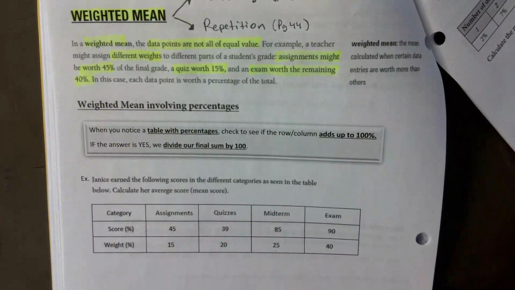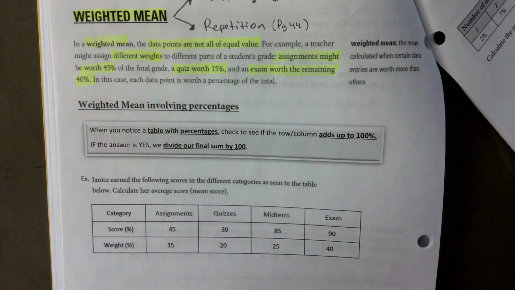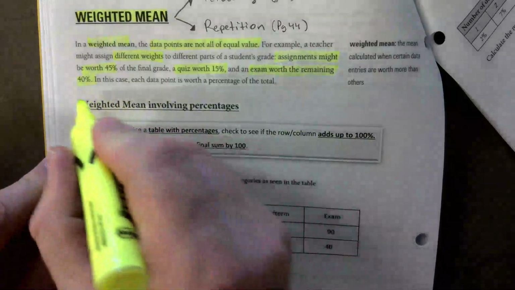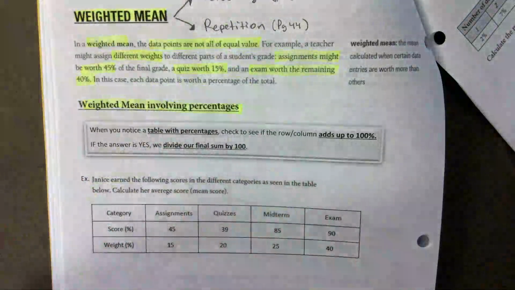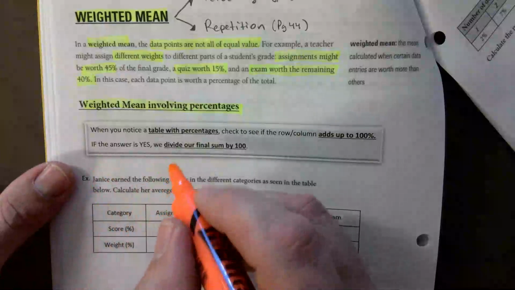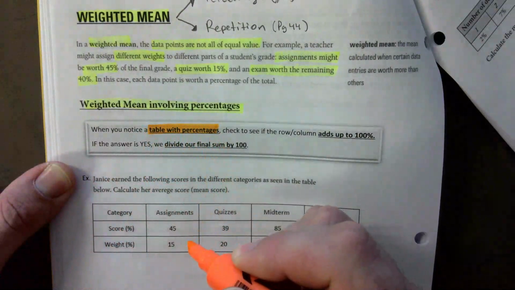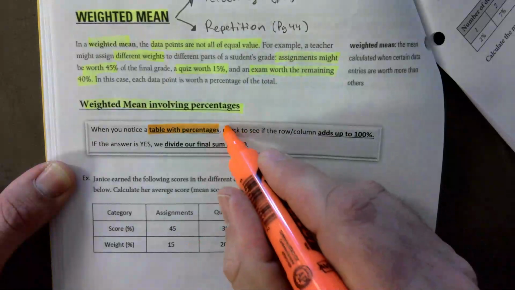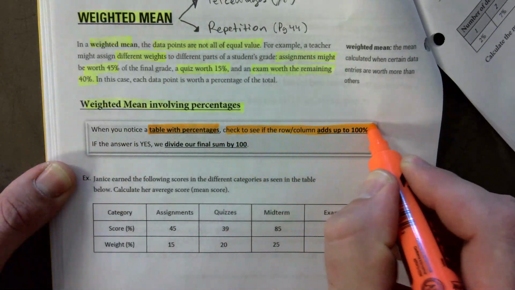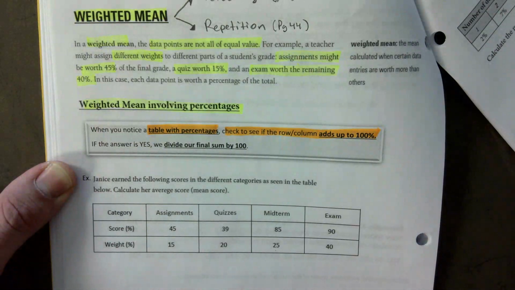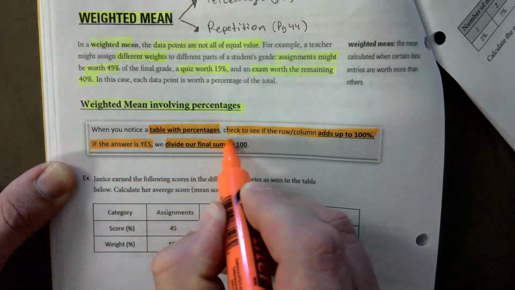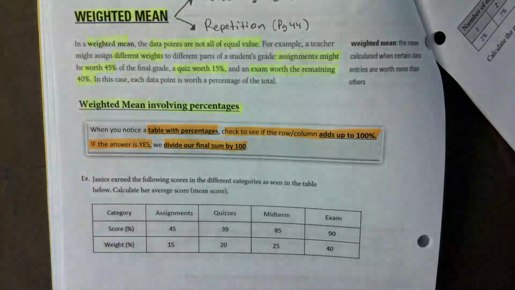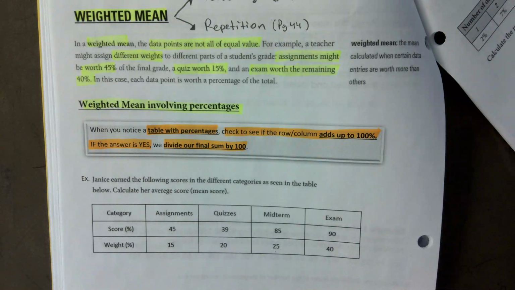So, weighted mean involving percentages, right? So if you ever deal with percentages, you want to be thinking of this box here. When there's a table of percentages, you want to check to see if a row or column adds up to 100%. If the answer is yes, we will divide our final sum by 100. That's the thing you need to remember about weighted mean, and that's how I teach it, okay?